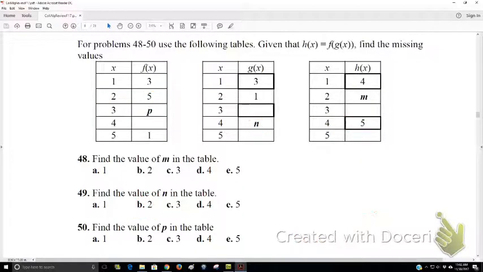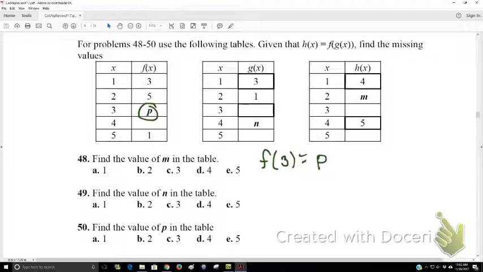Now let's go on to number 50 to find the value of p. Once again, first thing we'll do is identify where p is and what we know. So that's an output for f. So here's what we know right off the bat. F of 3 equals p.